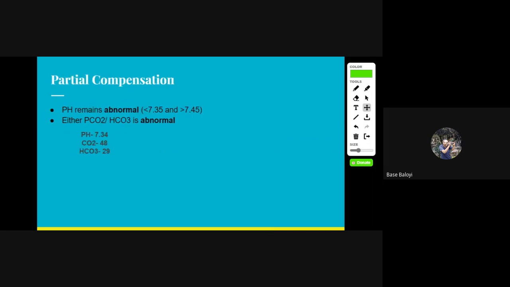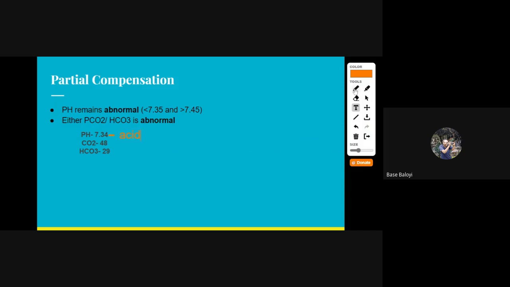Let's go to the partial compensation. With your partial compensation, we are given an example as well here. Let me change this color. I don't really like it. This one is better. We are given a pH of 7.34. Remember, the normal pH is between 7.35 and 7.45. If it's less than 7.35, we say that it's acidotic, acidosis, acid, isn't it?